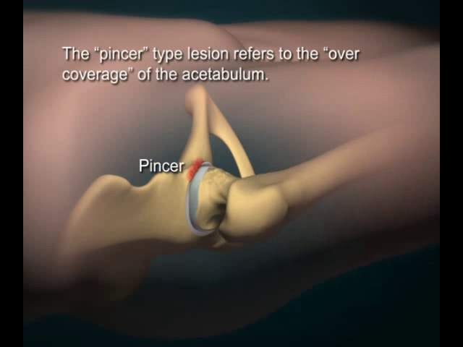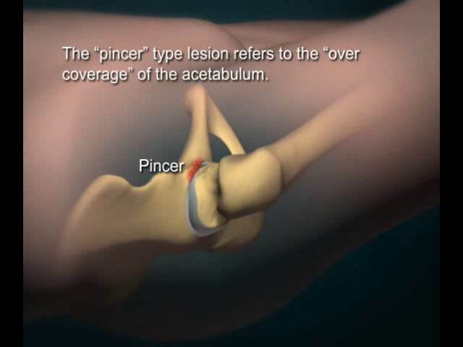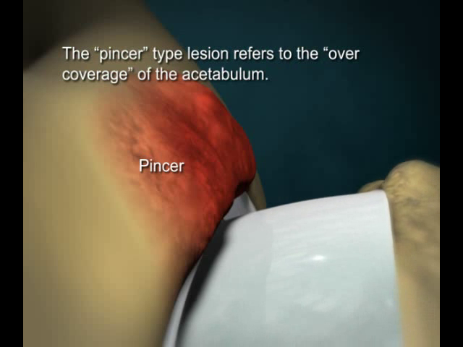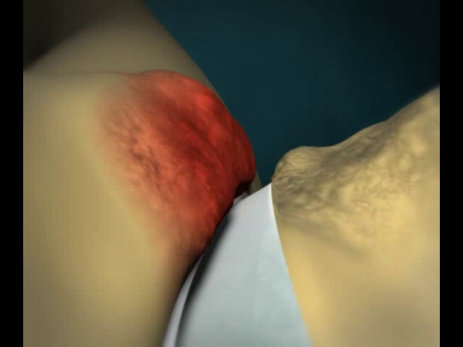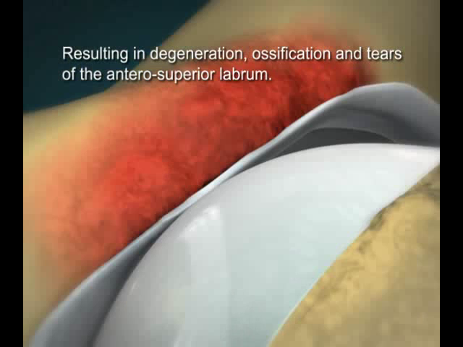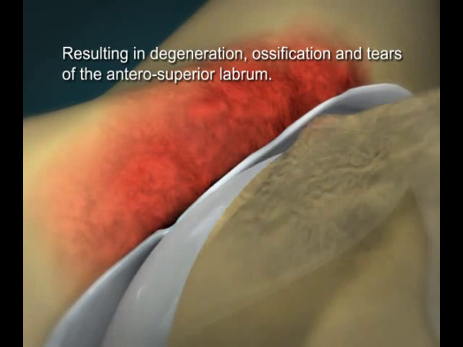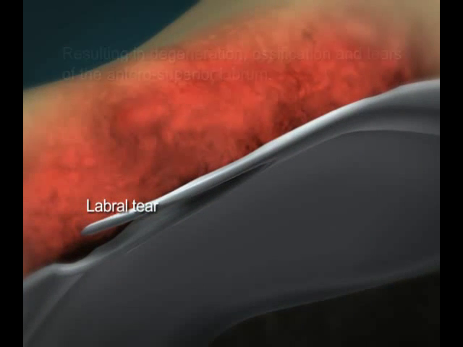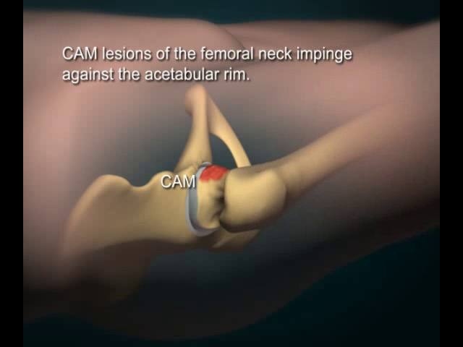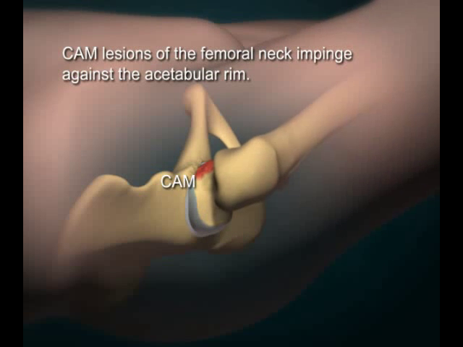The pincer-type lesion refers to the overcoverage of the acetabulum. In high degrees of flexion, the pincer lesion repetitively hits the femoral neck, resulting in degeneration, ossification, and tears of the antero-superior labrum. Cam lesions of the femoral neck impinge against the acetabular rim.